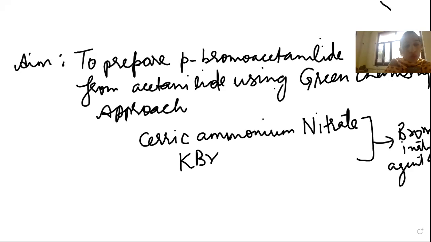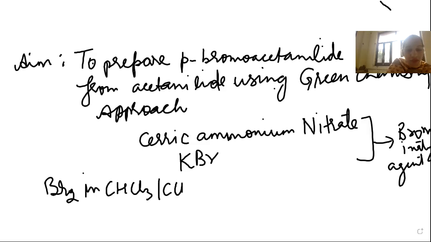Otherwise, if we do a normal bromination reaction, we use bromine in some chlorinated solvent. Either we can use chloroform or CCl4. As the handling of bromine is very difficult, in this case we will be using the green chemistry approach to do the bromination of the acetanilide.